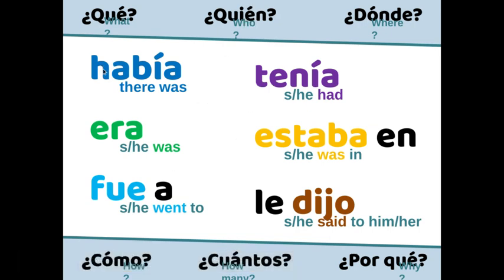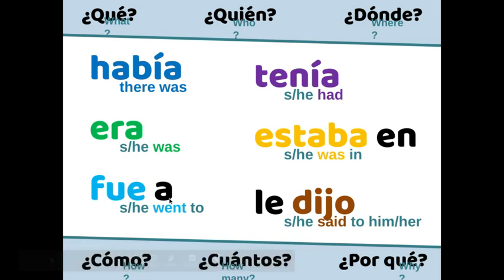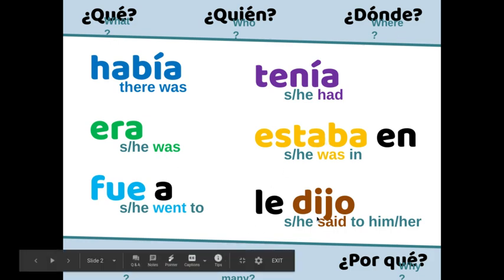Our words today are going to be había. Había means there was. Era means he was or she was. Fue a, went to. I know you're saying you're not going to remember all these. You don't have to. You'll hear them. I'll go slow. Tenía, she had, he had. Estaba en, was in, he was in or she was in. Le dijo, he said, she said.